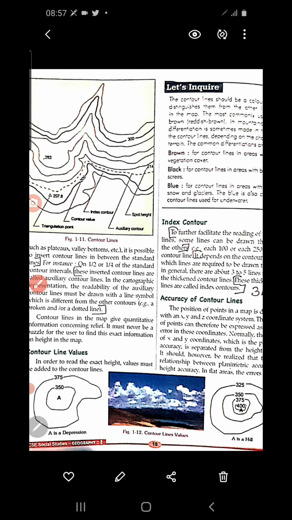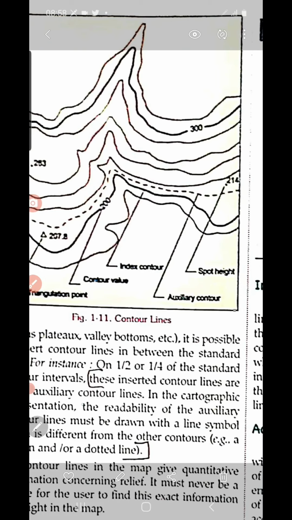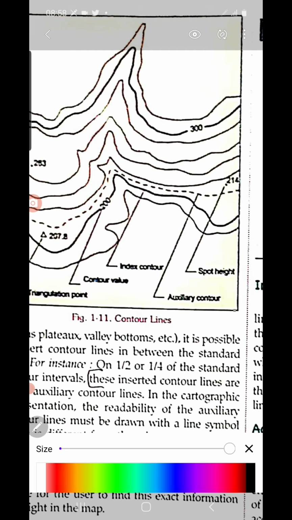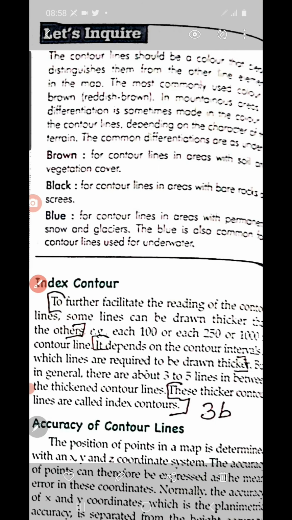You see, from the map itself we can make out the index contour line. You see 300 is mentioned here. After every 100 contour they do the numbering. Suppose 300, otherwise 200. So after 200, when a 100 contour is over, then 300. So looking at this we get an idea about the height of a place, etc.